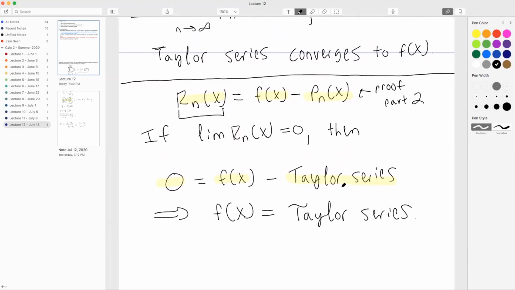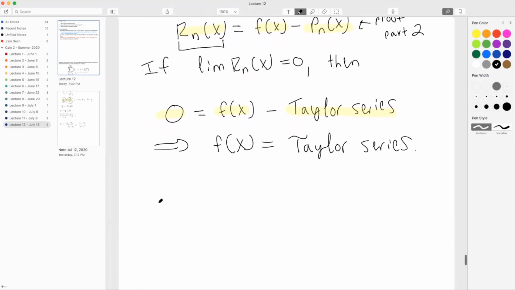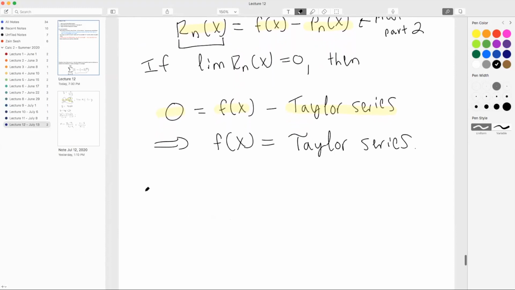So it suffices, to restate everything, to show that a Taylor series converges to the function f itself, we just need to show that the remainder term converges to 0. That's what we need to show. Okay, all right, so we're going to do this now in some examples.